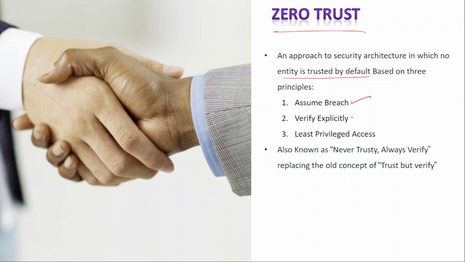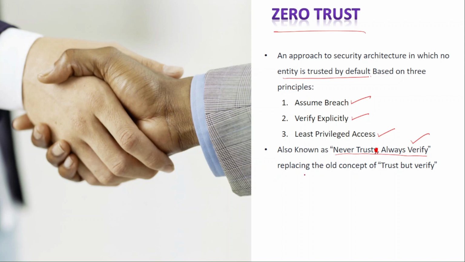Verify explicitly. What does this mean? That each access request by a user or system must be verified to confirm that it is a legitimate request. And least privilege access. What does this mean? That the user or system should be given minimum permission for their desired task. It is also known as never trust, always verify. This is a very important slogan. This is, you can say, the motto of zero trust, that you should never trust. Sorry for the spelling mistake. And you should always verify.